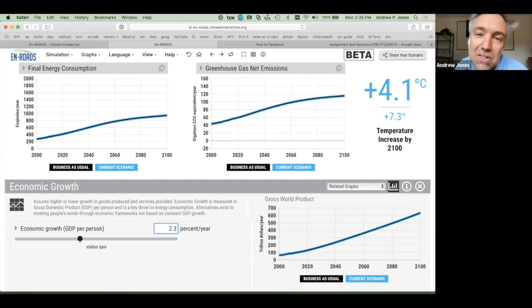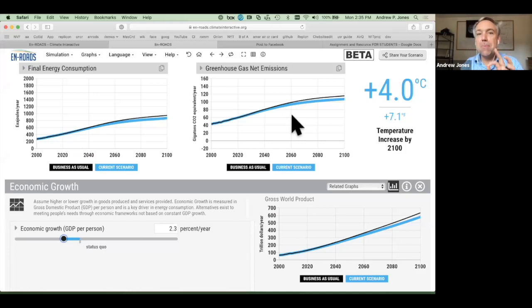4.1 is going to get me down to, I don't know, 3.9, 3.0, 2.0. Test it. Here we go. Consumption drops a little bit, 0.1 degree. So a 0.2 decrease in GDP per capita growth. There's GDP over on the right. That's the scenario you get.